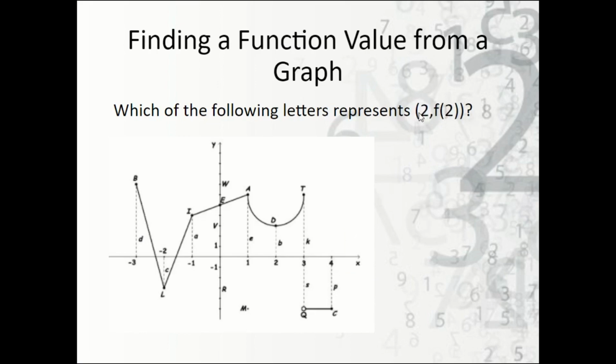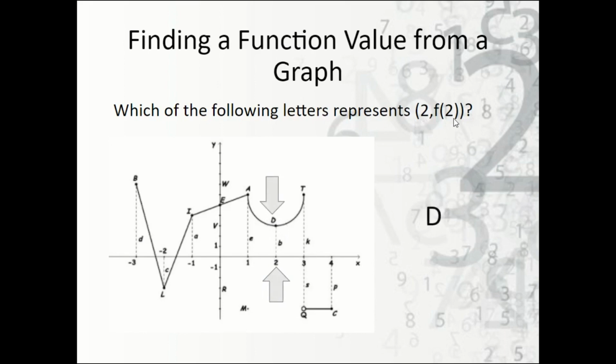Now, if it actually gives us the value, so f of 2, here we would say f of 2, which is right here, and x is actually 2. That means we're going to select the actual point on the graph, which in this case is D.